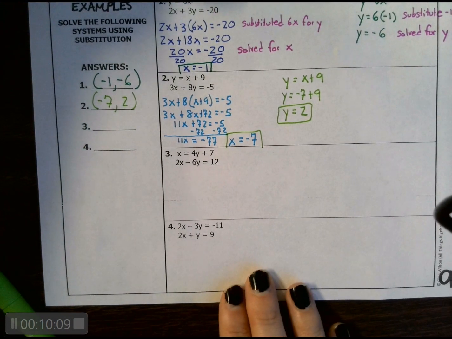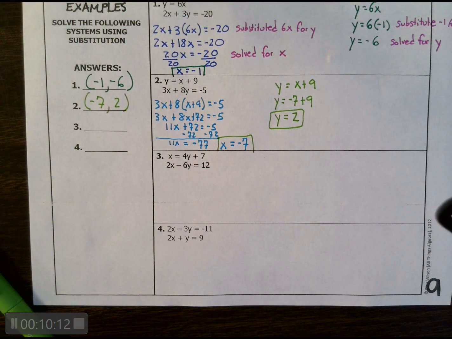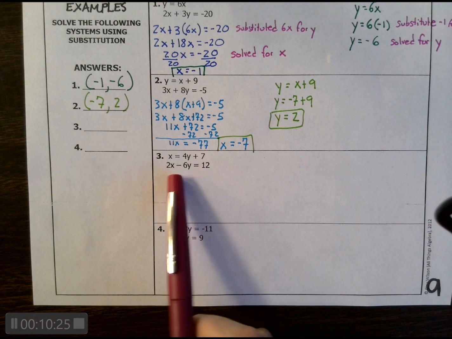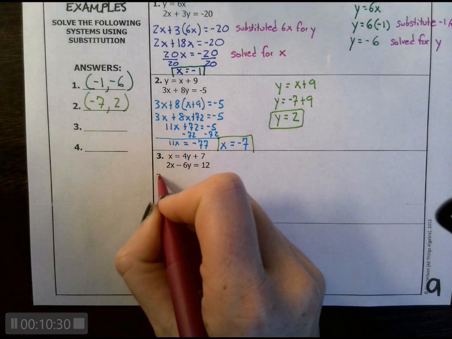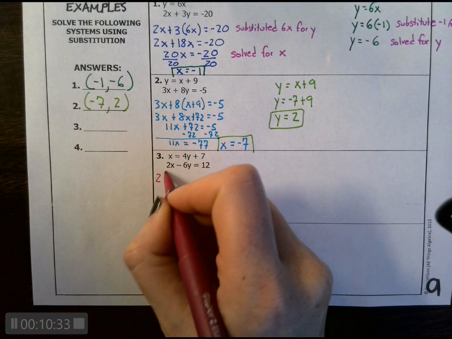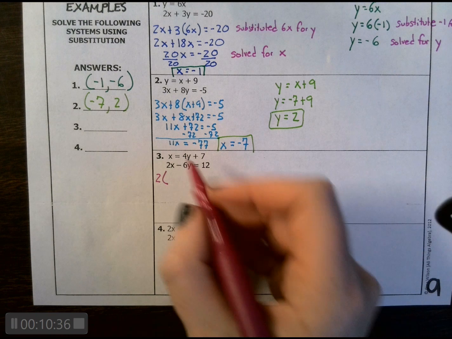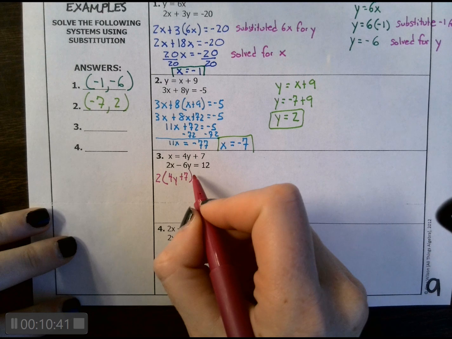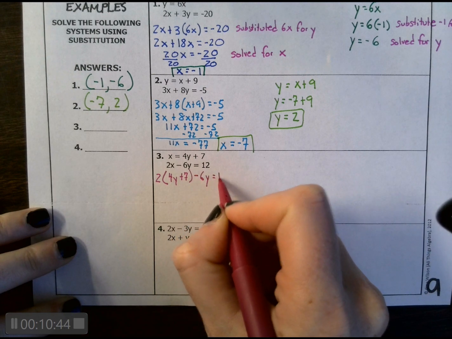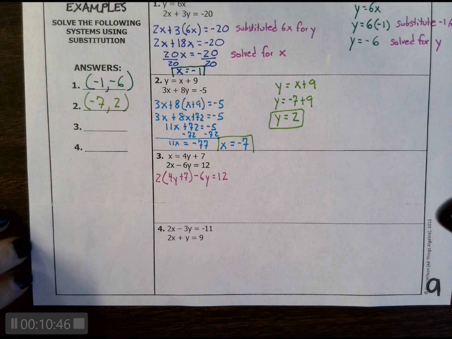Alright, so we are going to look for step 1. Look for x equals or y equals. Do we have either of those? Why, yes we do. We have x equals 4y plus 7, so we're changing it up a little bit. And so now, everywhere there's an x, we are going to substitute this 4y plus 7. Okay? So we have 2x, which means that we are going to substitute 4y plus 7, and minus 6y equals 12.